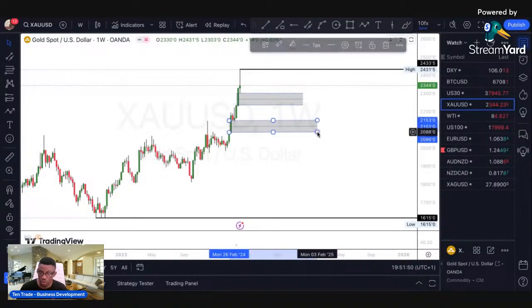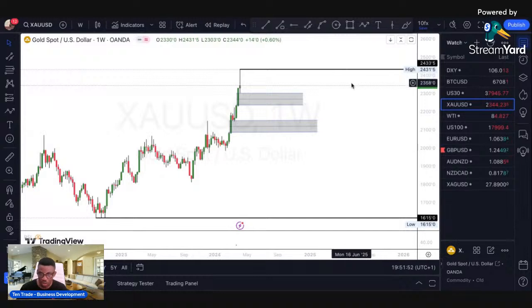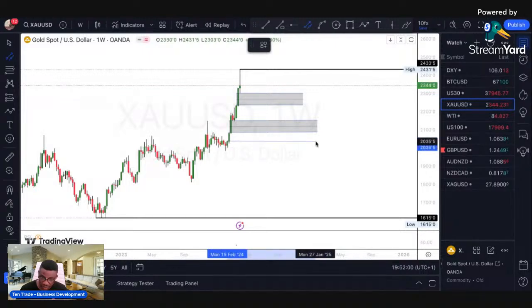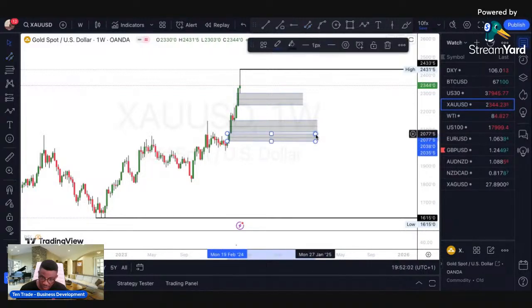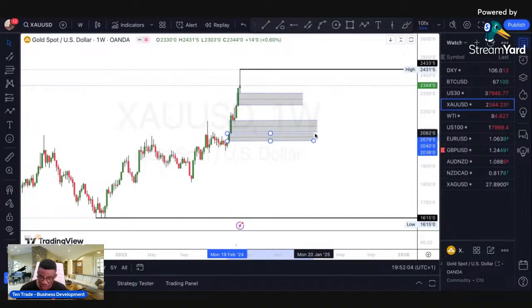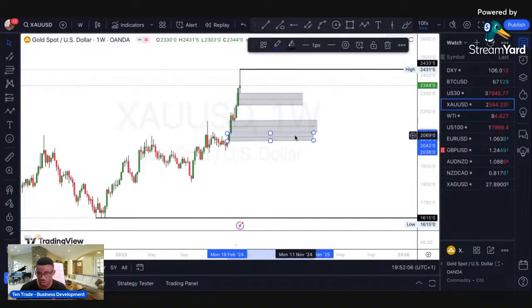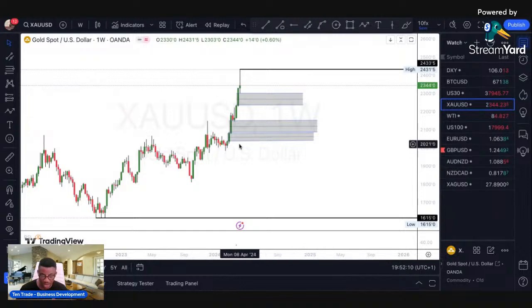I see gold going higher than where it has gone, but it has to come and fill up all these imbalances. Go back over. There's another one again here. So several areas of imbalances. It's possible for gold to come down here to $2,069. It's very, very possible, because I'm seeing an order block.